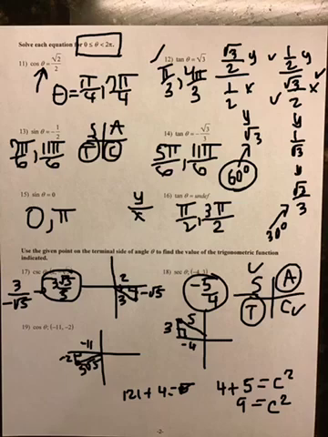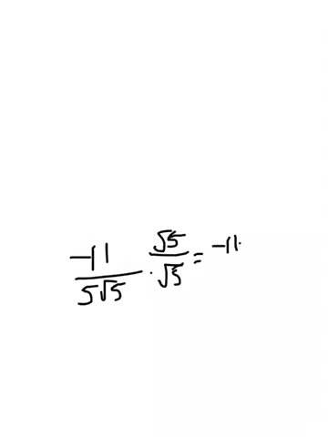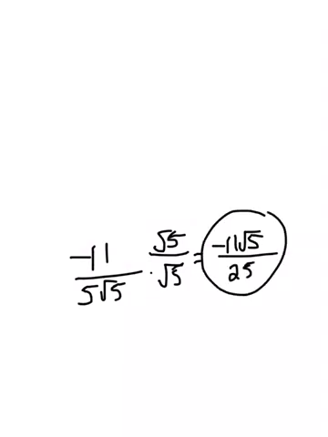Alrighty. So my cosine is my adjacent over my hypotenuse. Remember, this is my angle that I'm doing. So my adjacent is -11, and my hypotenuse is 5 radical 5. So if I rationalize that, -11 over 5 radical 5, I get -11 radical 5 over 25. And that would be my final answer for that one.